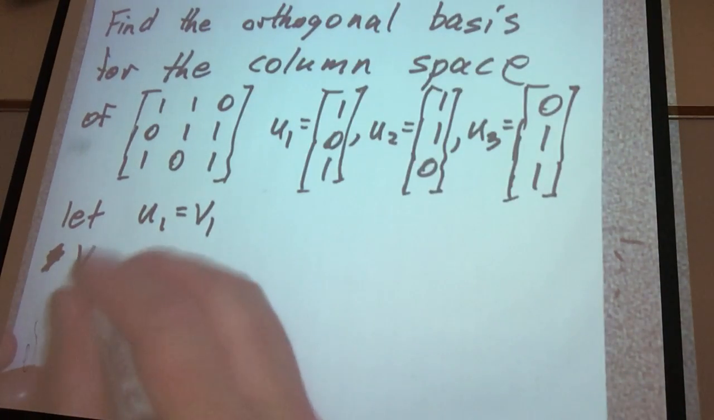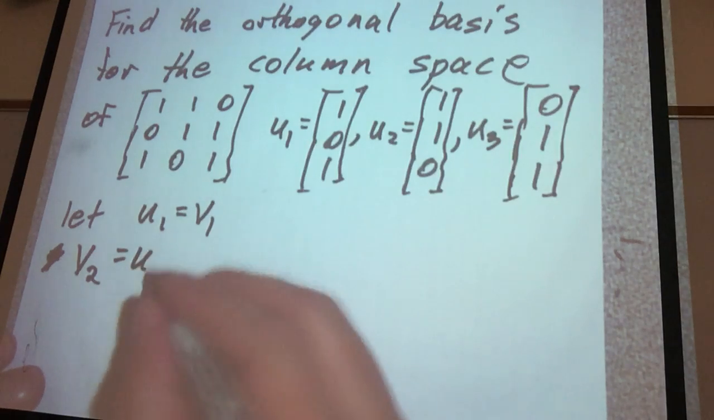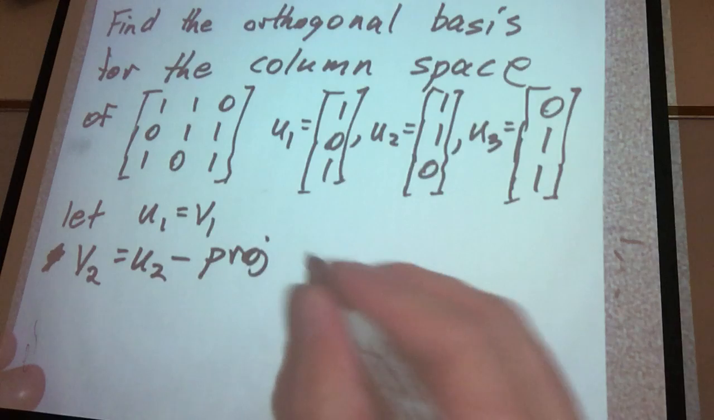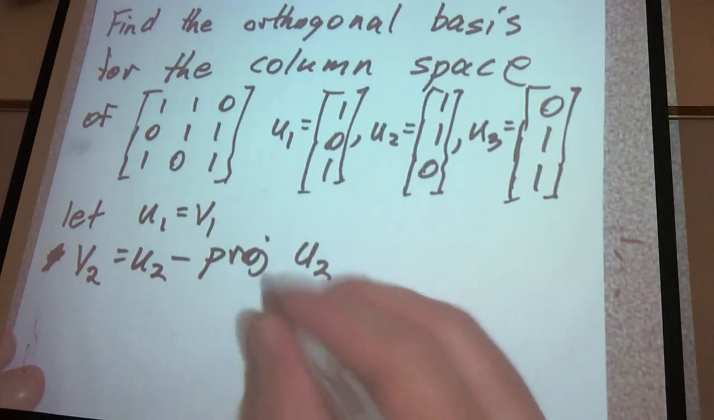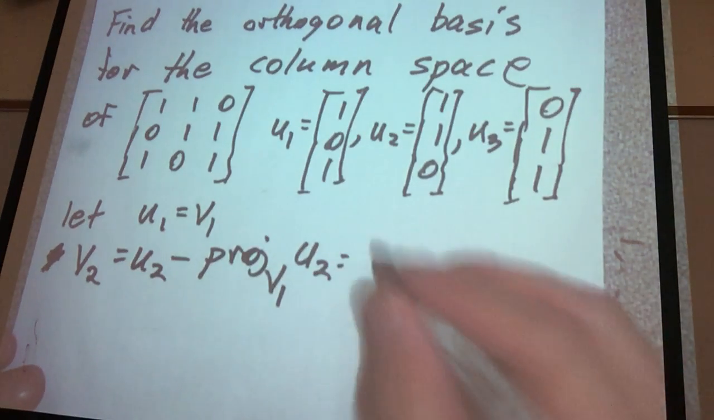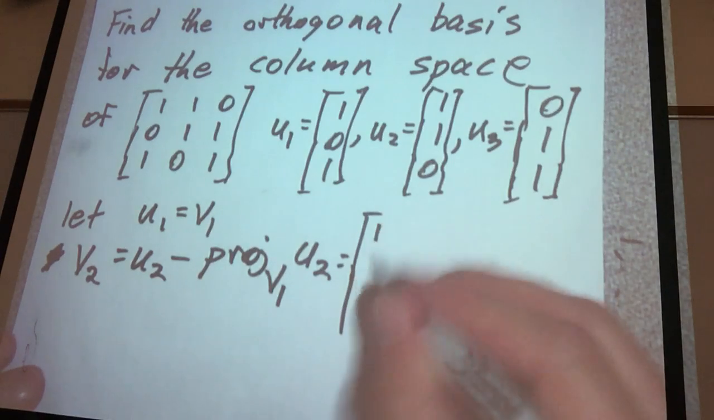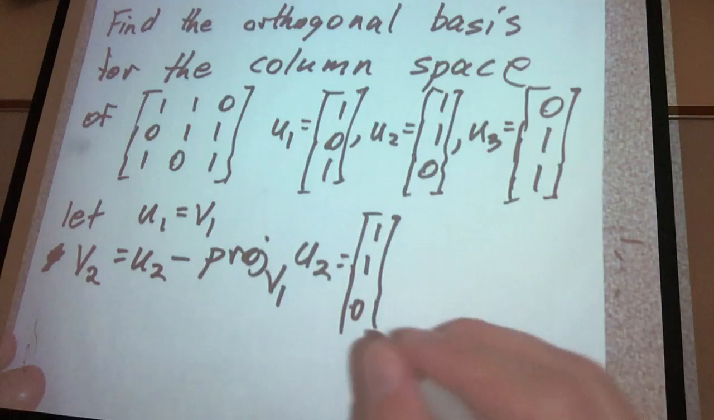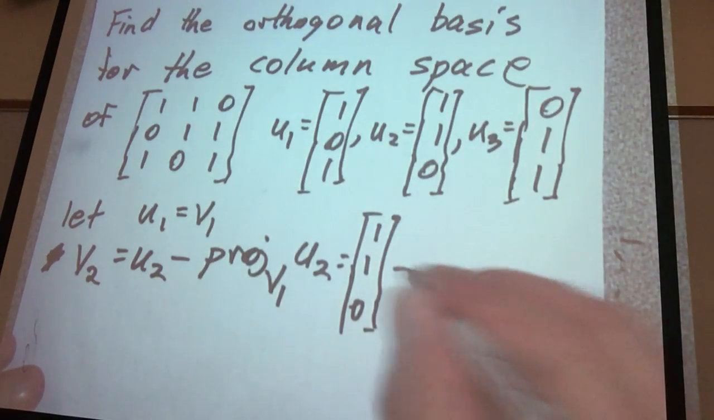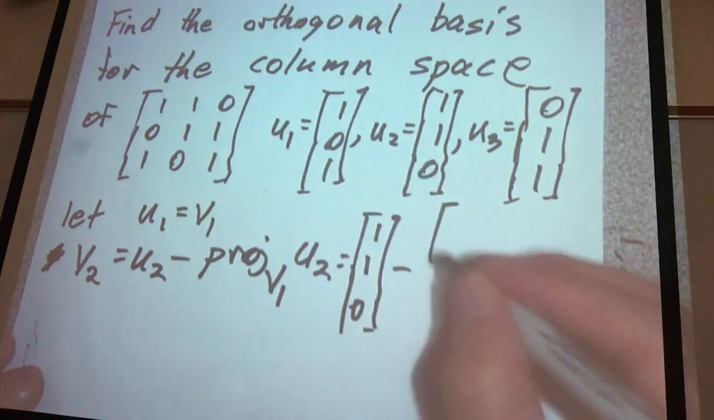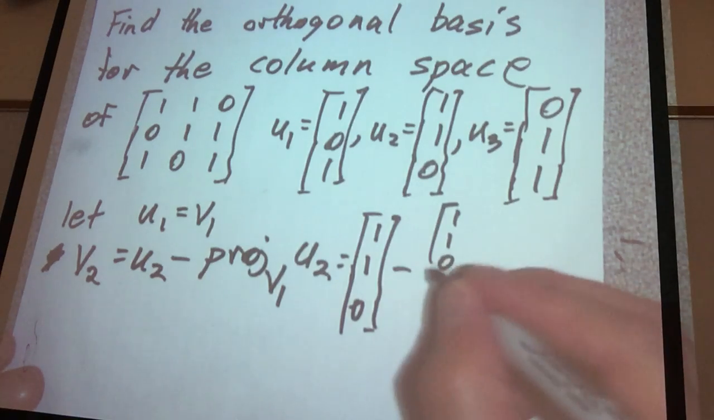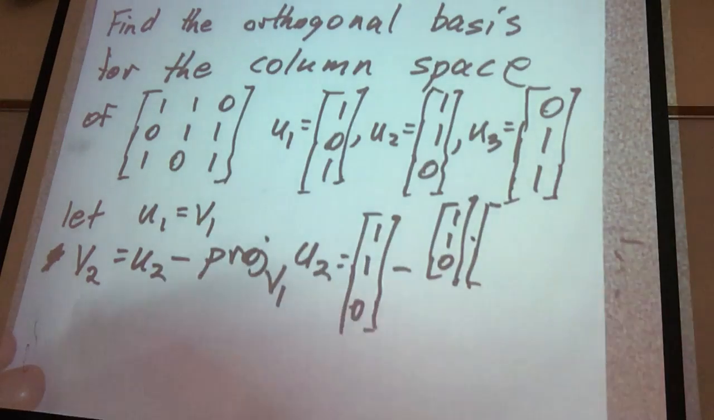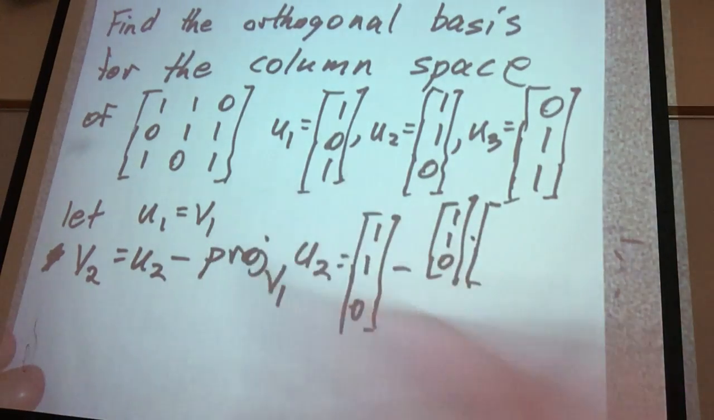And then V2 will equal U2 minus the projection of U2 upon V1, which will equal U2, which is 1, 1, and 0. Now we're projecting onto V1, so there's going to be a lot of V1s. So that's going to be 1, 1, 0, and then dotted with V1, which we chose to be U1.